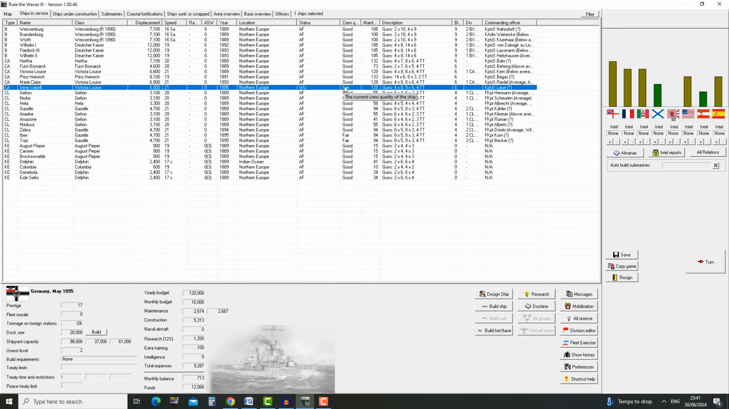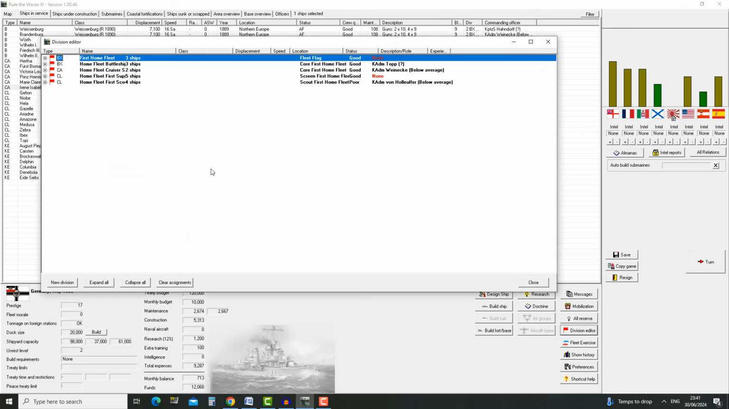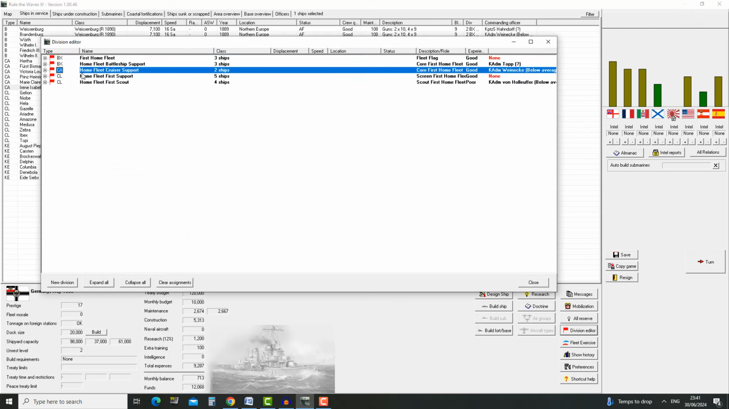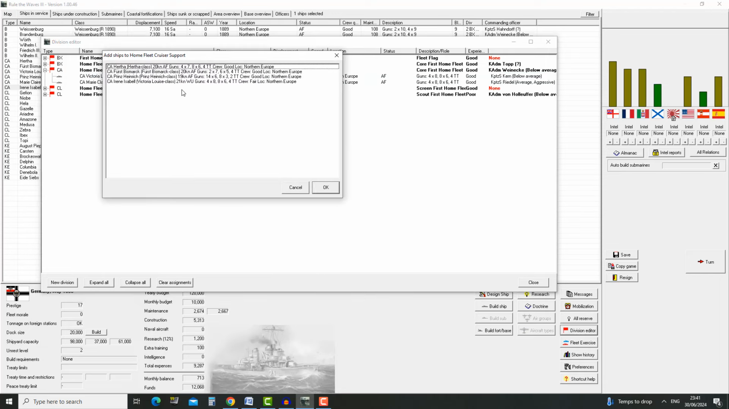How is that logical? Okay, the Victoria Louise class Irene Isabel needs to be put into the division here. So that is the... What's it called? Home Fleet Cruiser Support? Yes, the Home Fleet Cruiser Support. So let's add... where are you? Victoria is here.